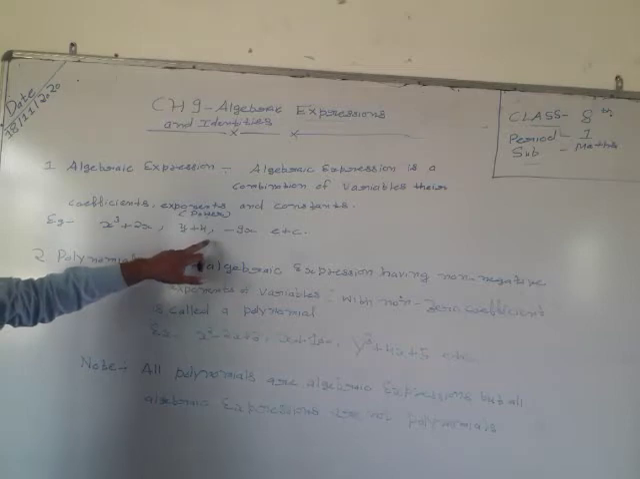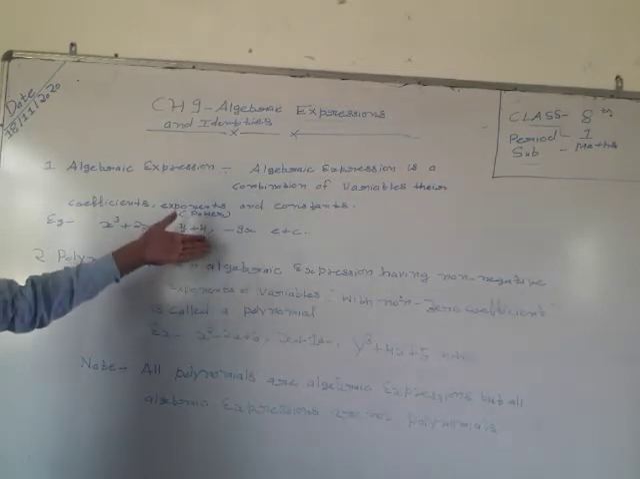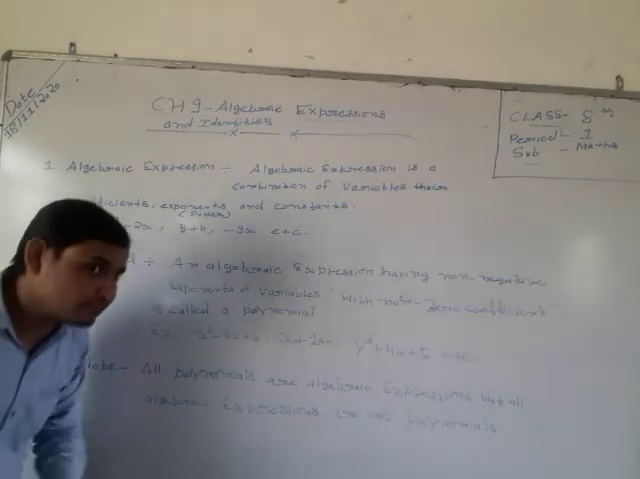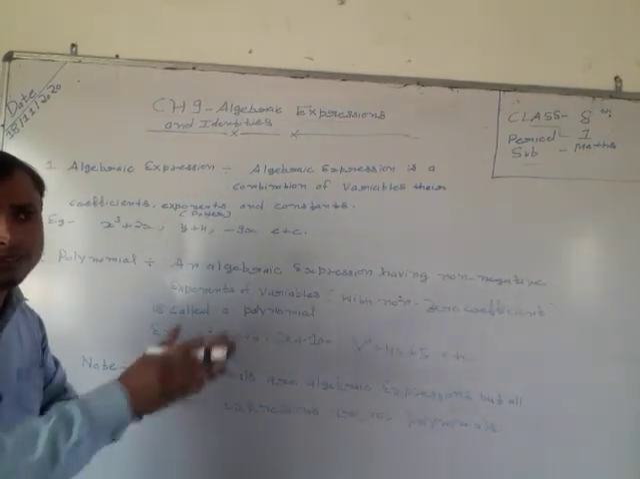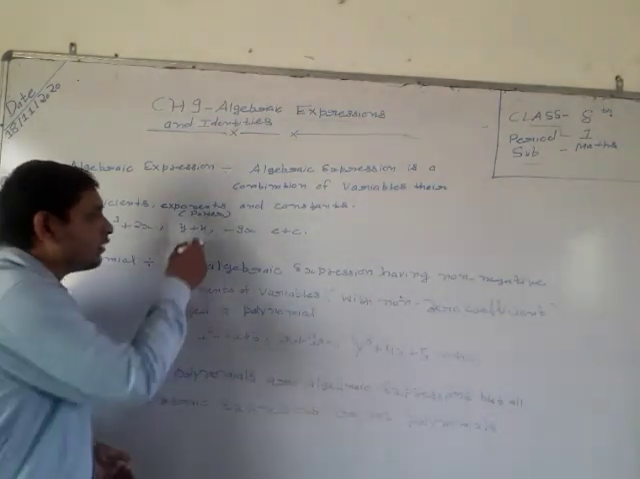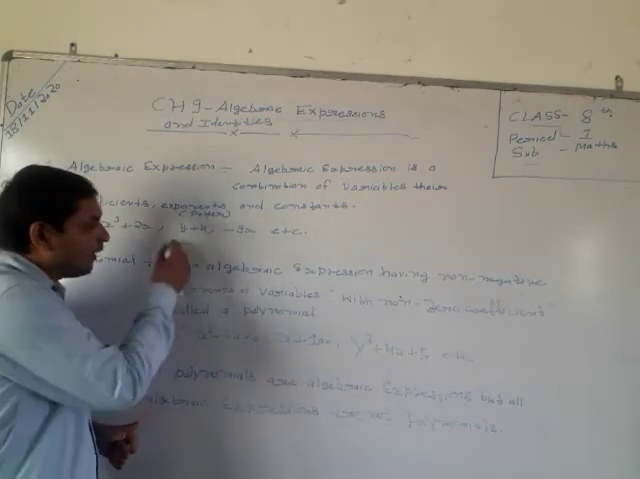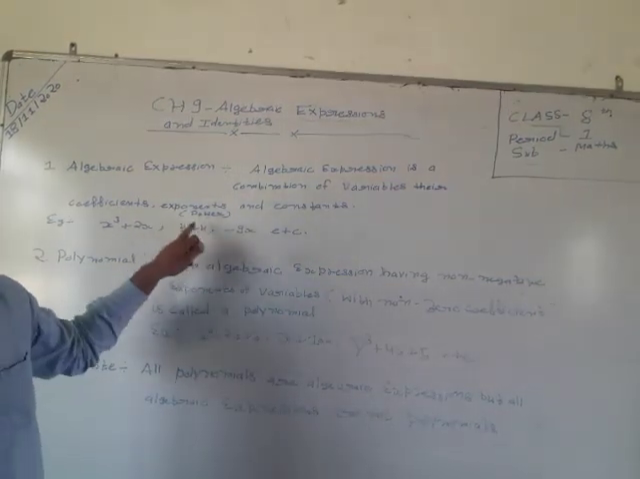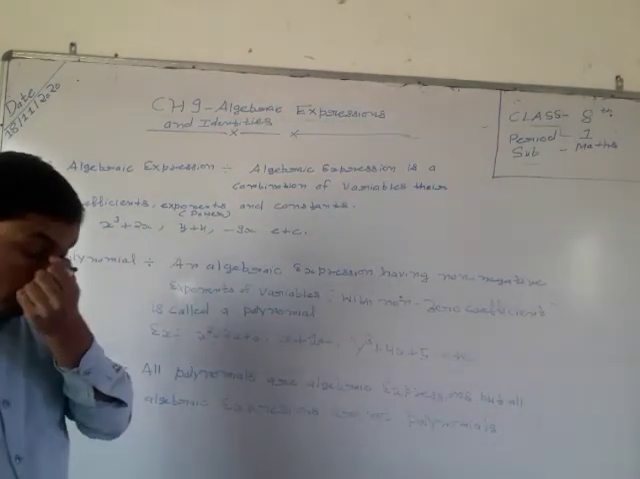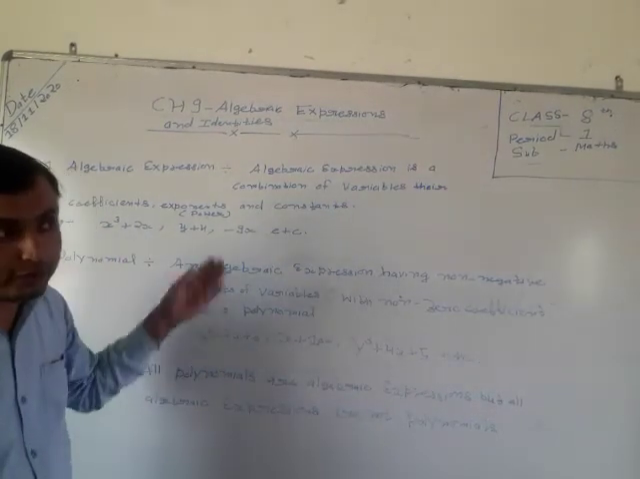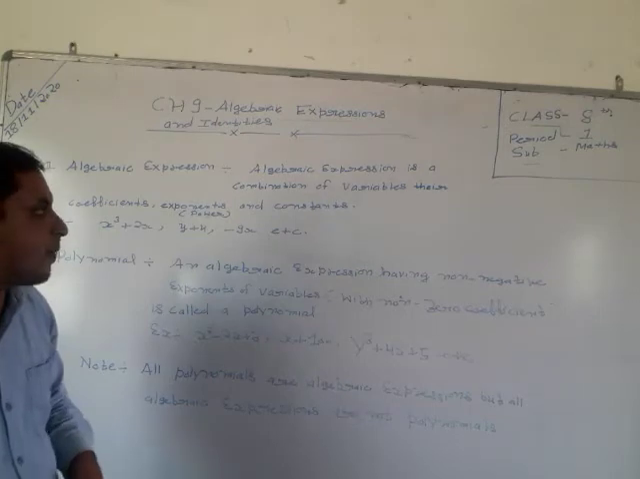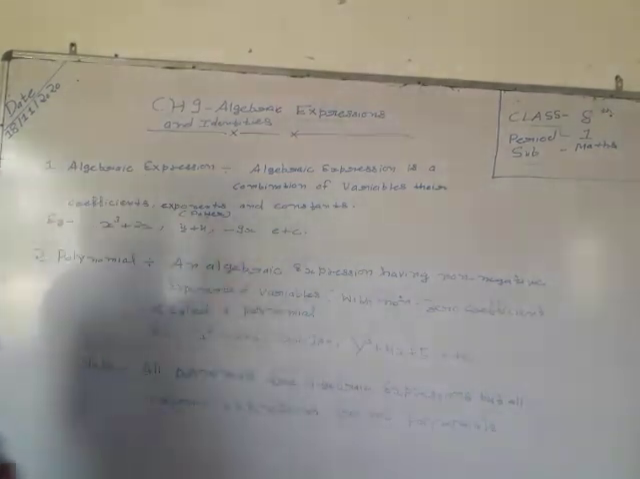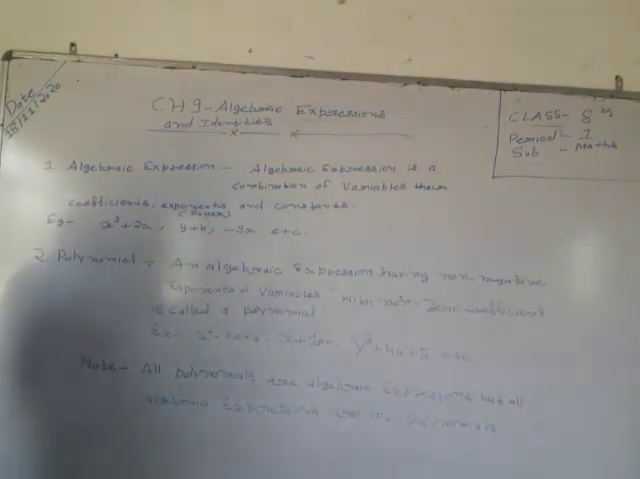And here you can see that 4 is the constant term, which is written without a variable. 4 has no variable. So in y plus 4, y is the variable and 4 is the constant, and y has power 1. There was no visible power, so the power is 1 only. Then minus 9x. So these are examples of algebraic expressions.